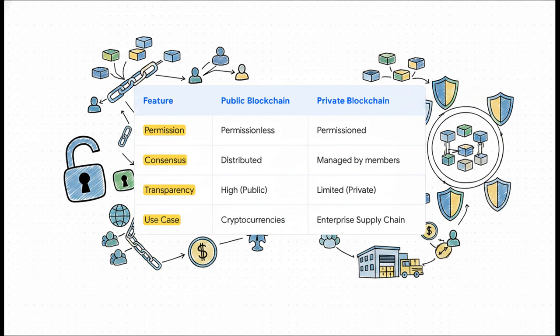This one difference changes everything. Consensus on a public chain has to be completely trustless, whereas a private one can be managed by a few trusted members. Transparency goes from being super high in public to limited and private. So you get cryptocurrencies on one side and private supply chain networks for big companies on the other.